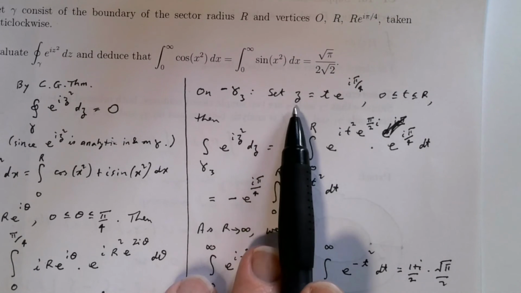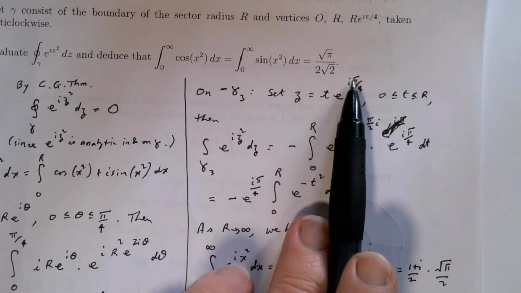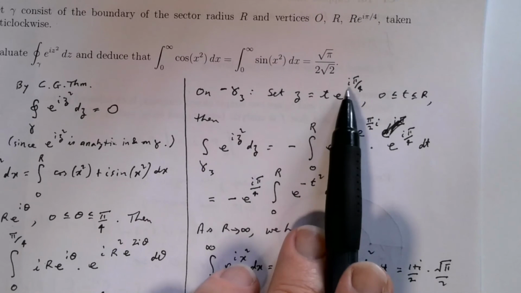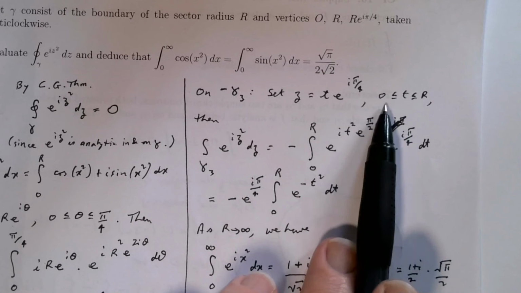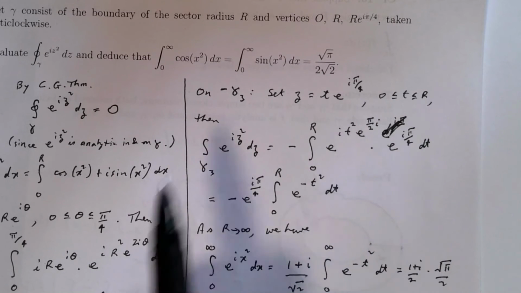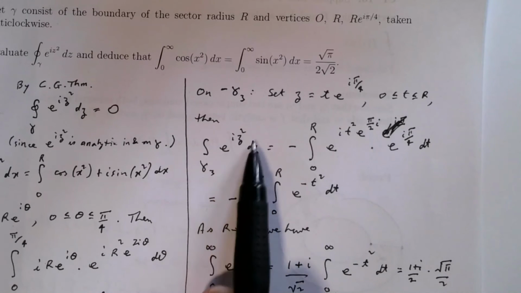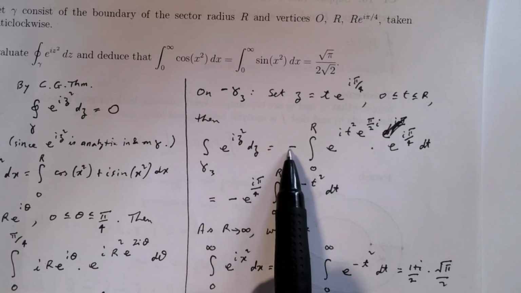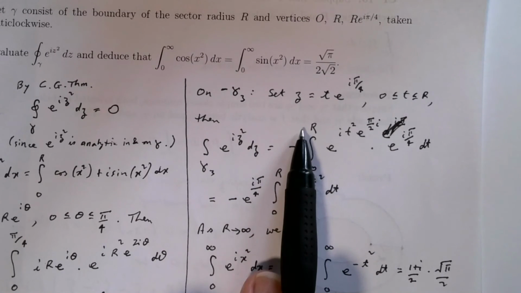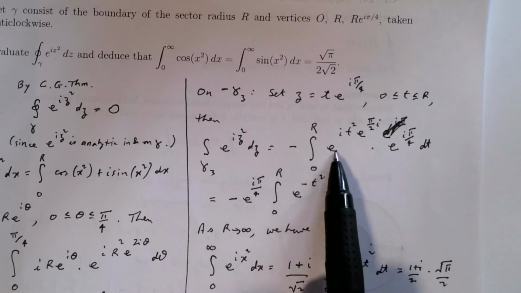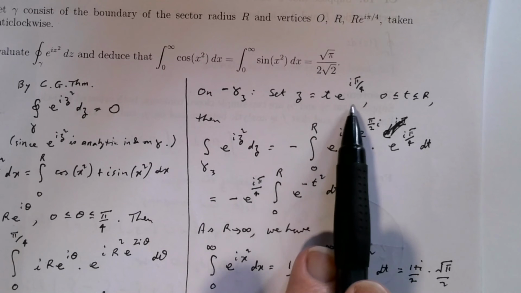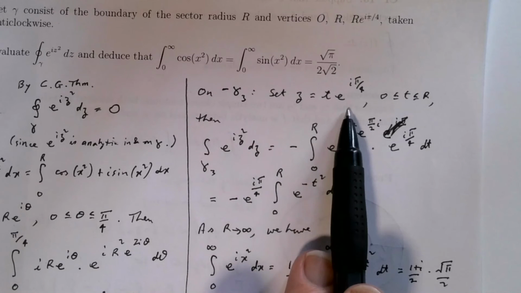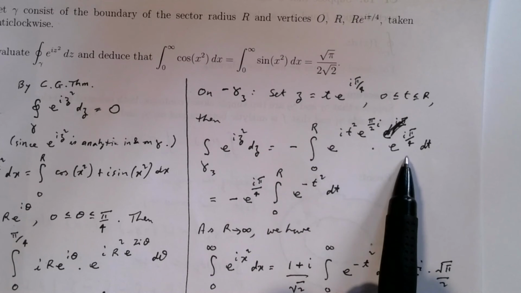So I'm going to set z then to be t, e to the I pi on 4, and then where t goes from 0 to r. Then the integral of this function we're studying along gamma 3 now is minus, because we went the wrong way along gamma. Then the integral t goes 0 to r. And then I substitute in this, so that's e to I times this squared, which gives me that expression. And then I'm going to multiply the dz, I'm going to differentiate this with respect to t, which is e to the I pi on 4 dt.